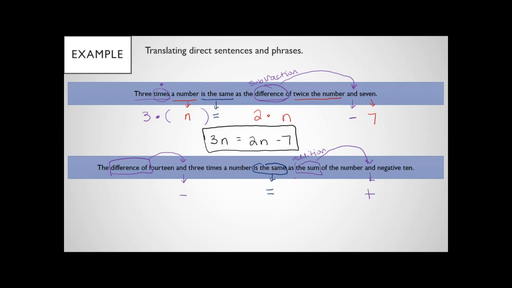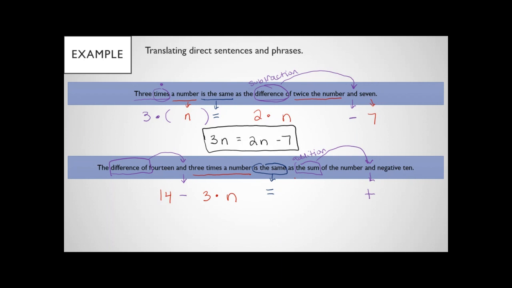Now I'm going to move left to right again. I read through the sentence multiple times, filling in the blanks to make sure that everything's where it should go. So if I go back again, I have the difference of, which I've translated. Next is 14. So I'm going to put 14 right there. Then I have my and, which is a subtraction. Next, it says 3 times a number. So that is literally 3, the times symbol, and then we can use n for the number. We saw that in the above example.